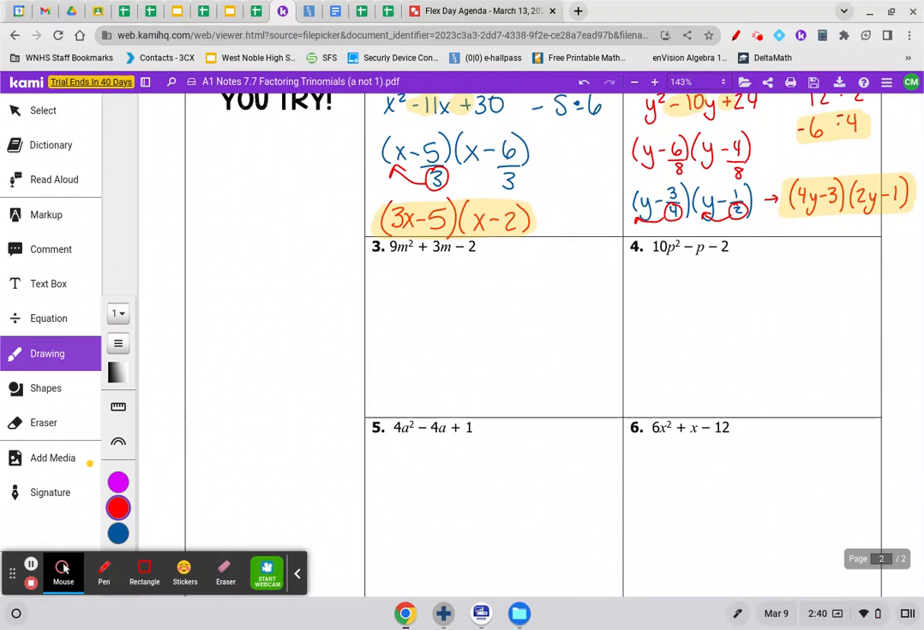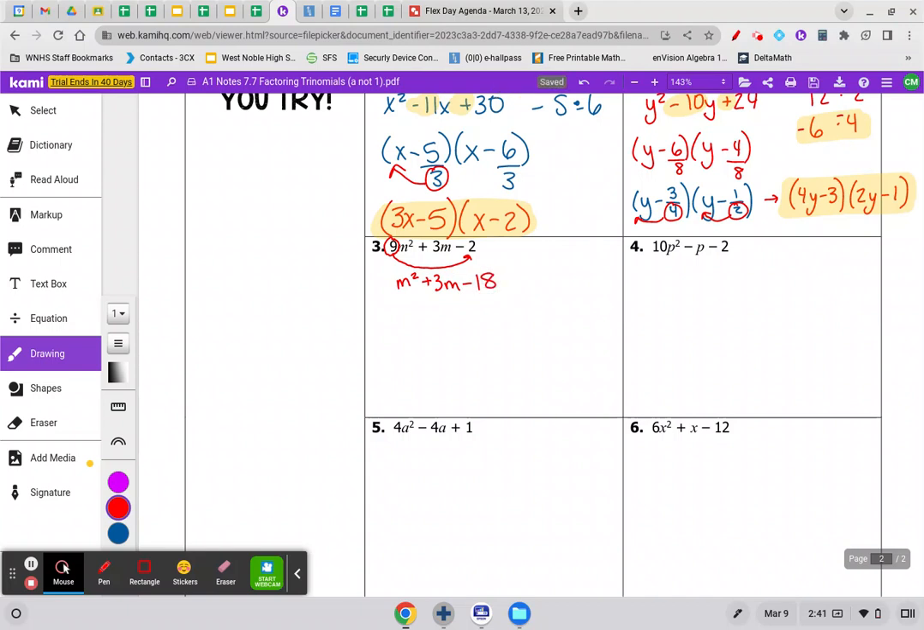Okay, hopefully you've tried them. I'm going to go ahead and go through these so you can check your answers. So it's called slip and slide. I usually call it slip and slide because we slip this 9 to the back. This gives us m squared plus 3m minus 18.